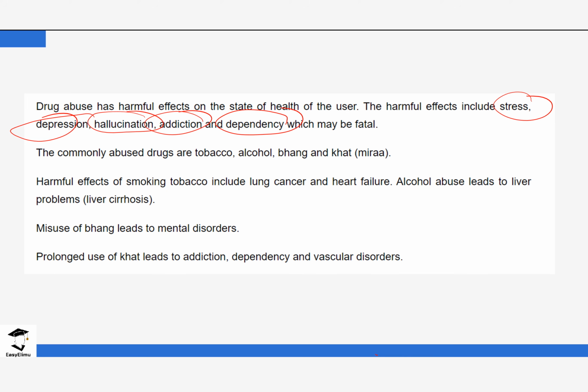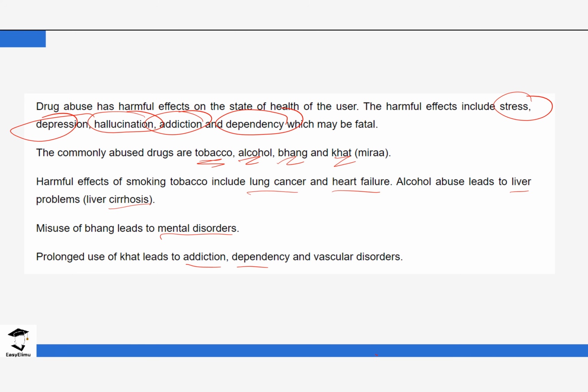And some of the commonly abused drugs are tobacco, we have alcohol, we have bang, and we have miraa. For example, tobacco causes lung cancer and heart failure, and alcohol causes liver cirrhosis or liver problems, and also bang causes mental disorders, and miraa or khat can cause addiction, dependency, and vascular disorders.